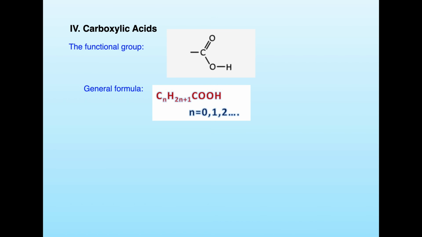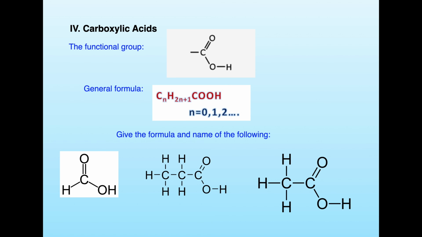Carboxylic acids, the last of our homologous series. This is the functional group, sometimes written COOH, and that's the general formula, which is a bit trickier here because N can be equal to 0, so you get HCOOH. That's the first member of the series. That's this, 1 carbon, 3 carbons here, 2 carbons here.